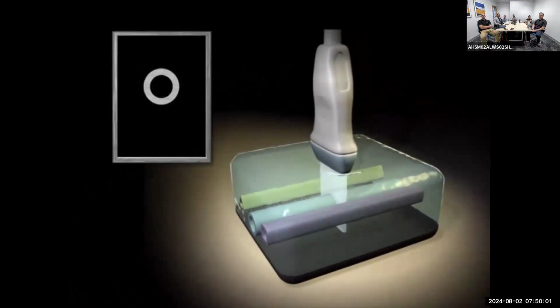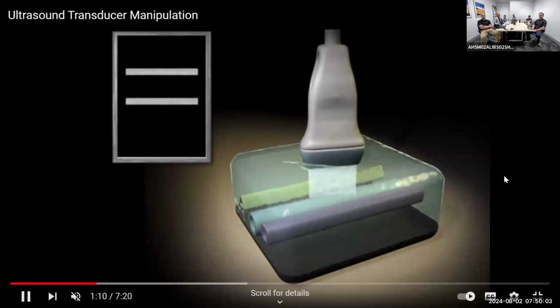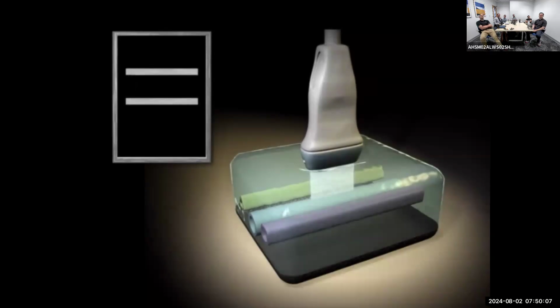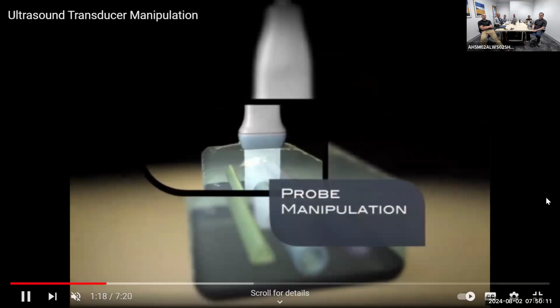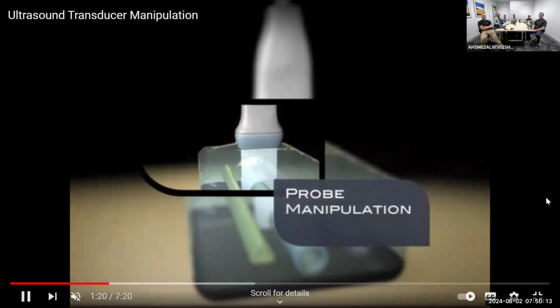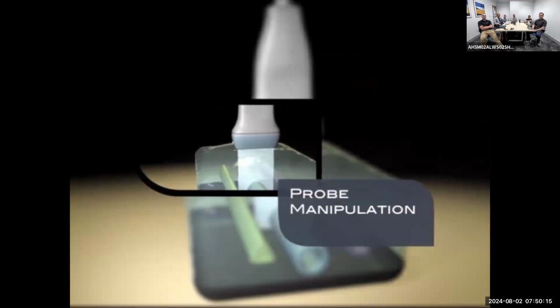So if you spin it in long axis, it's going to look like two lines because you're seeing very little of the whole thing. So we're going to go through probe manipulation here. There's a number of different ways that you can maneuver a transducer.